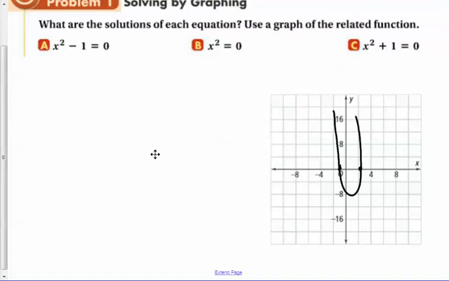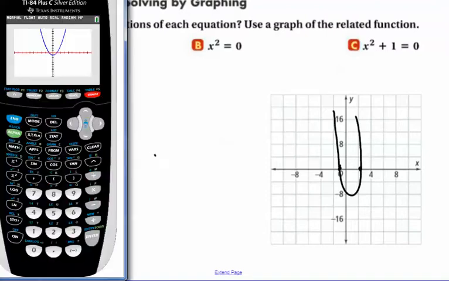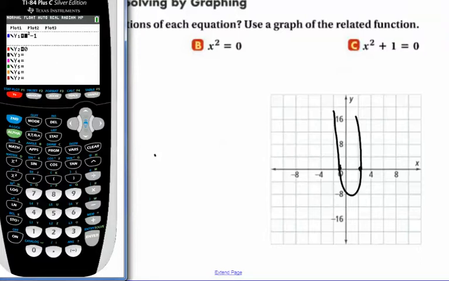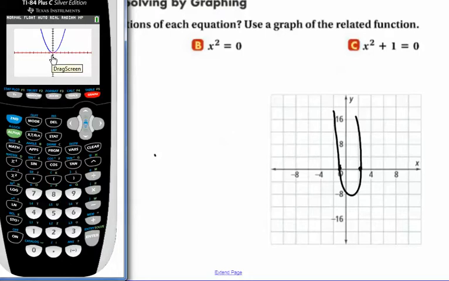This guy, x squared equals 0. If I graph that guy, I hit y equals, okay, and I just put in x squared, and I hit graph, I can see that this guy right here looks like it crosses just right here, just at the 0, 0 point. Okay, so at 0, 0. So this crosses at 0.